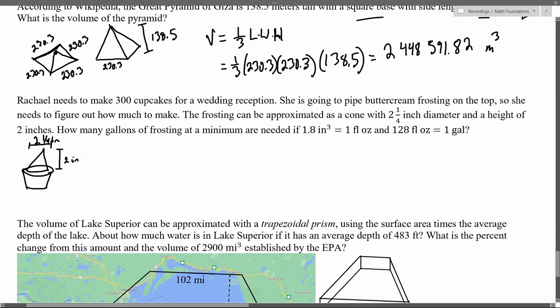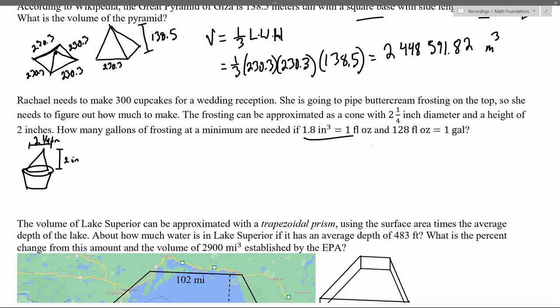Okay, how many gallons of frosting are needed at a minimum if there is 1.8 inch cubed, since we're talking about inches here, inch cubed is about 1 fluid ounce, and then 128 fluid ounces is 1 gallon. So we're going to find a volume, a liquid capacity of frosting.